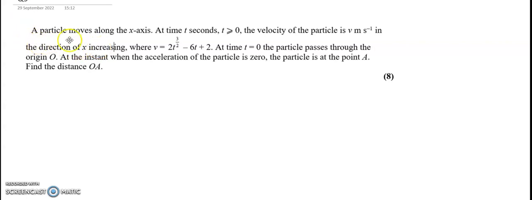Question number 9. A particle moves along the x-axis at time t seconds, t greater than or equal to 0. The velocity of the particle is v meters per second in the direction of x increasing, where v is equal to that expression. At time t equals 0, the particle passes through the origin. At the instant when the acceleration of the particle is 0, the particle is at point A. Find the distance OA.